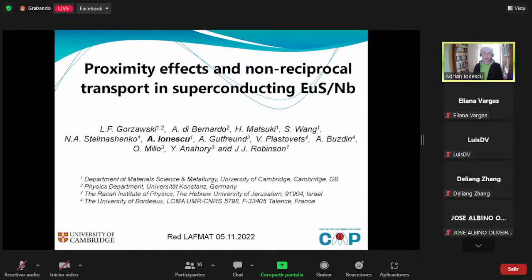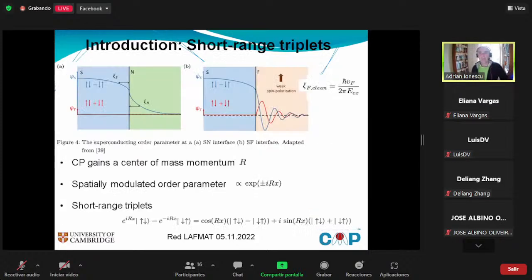So europium sulfide, similar to europium oxide, is a ferromagnetic insulator. It crystallizes in the same crystal structure. It has a lower order temperature. I think it's about 19 Kelvin, if I'm not wrong. But the idea here is basically the penetration of a triplet pair into the ferromagnet.